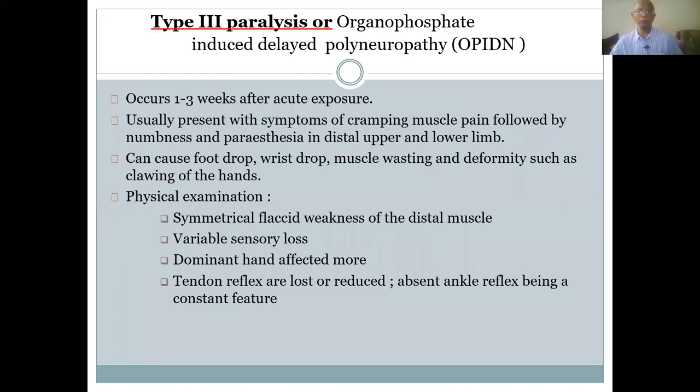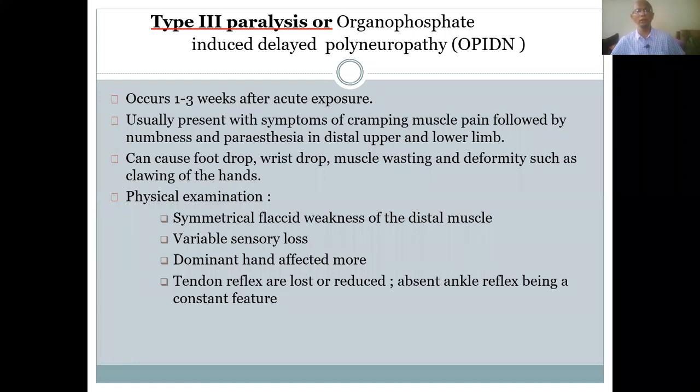usually present with symptoms of cramping muscle pain followed by numbness and paresthesia in the distal, upper and lower limbs. Distal part mainly affected, cramping muscle pain, upper limbs and lower limbs. Can cause foot drop, wrist drop, muscle wasting, deformity such as clawing of the hands can occur. So a wrist drop can occur, foot drop can occur, muscle wasting and deformity can be seen, and clawing of the hands can occur.